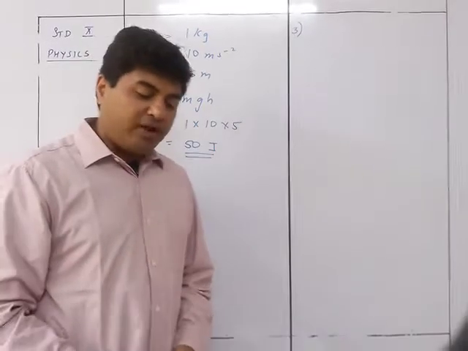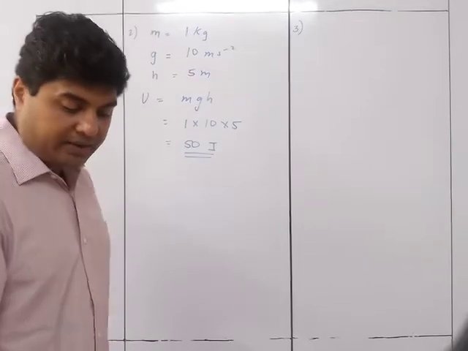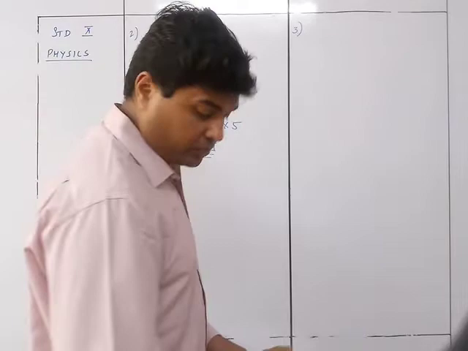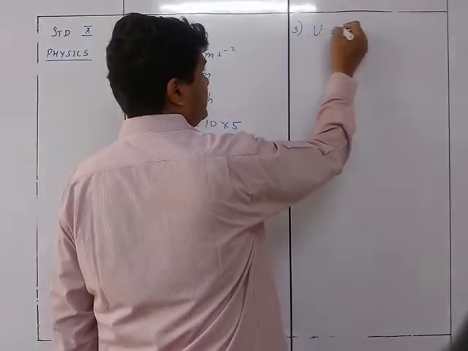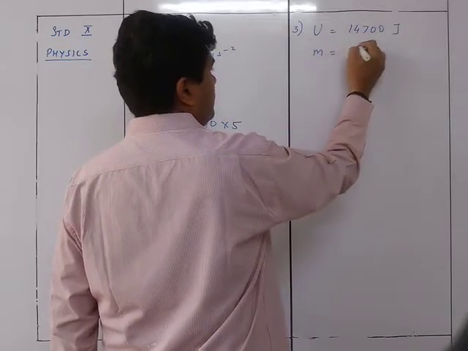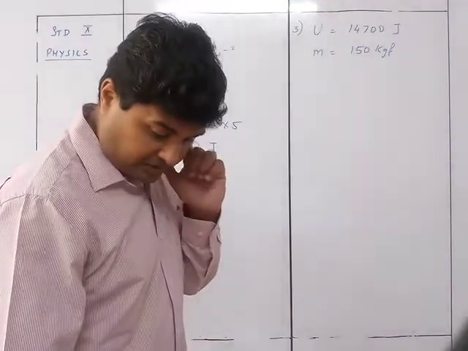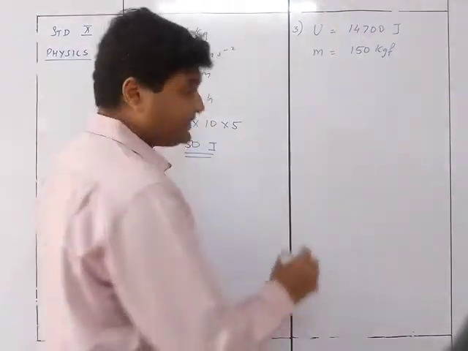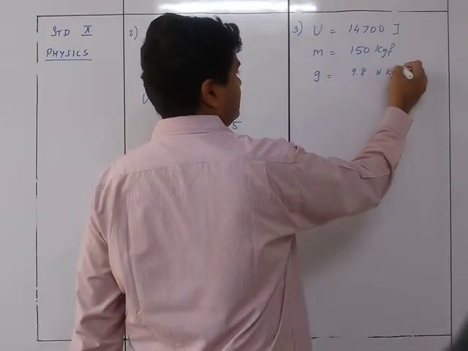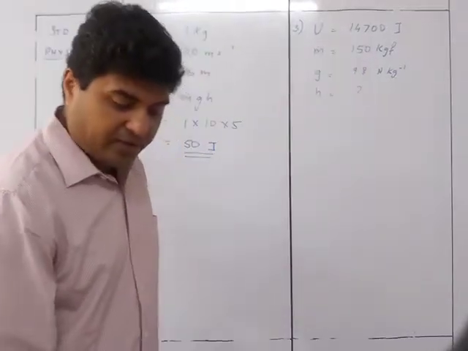A box of weight 150 kgf has the gravitational potential energy stored in it equal to 14700 joule. So they have given us that U is equal to 14700 joule. They have given the mass is equal to 150 kgf, and g is equal to 9.8 Newton per kg. And finally we need to find out the h in this case. So we need to find out the height of the body.